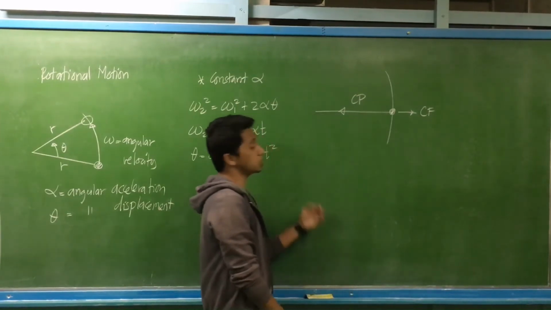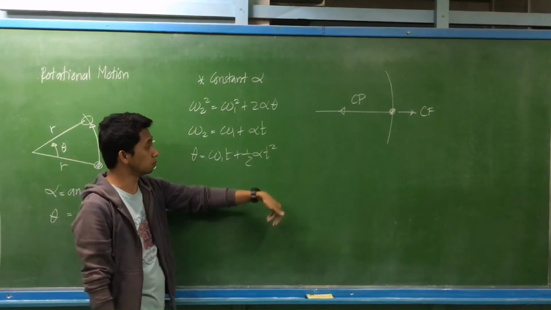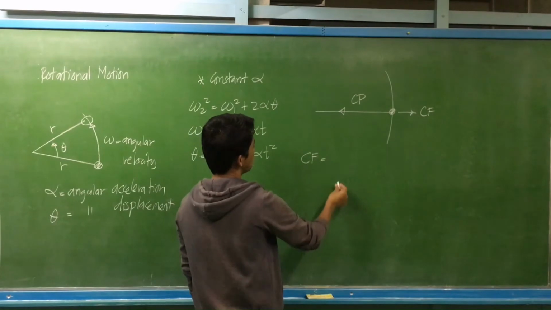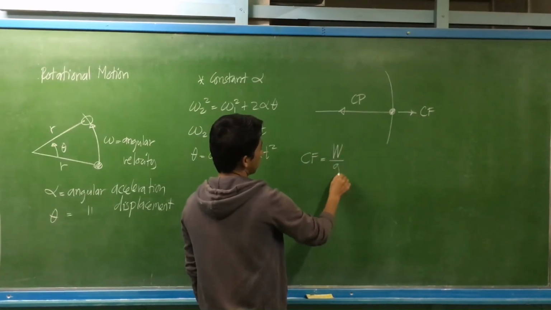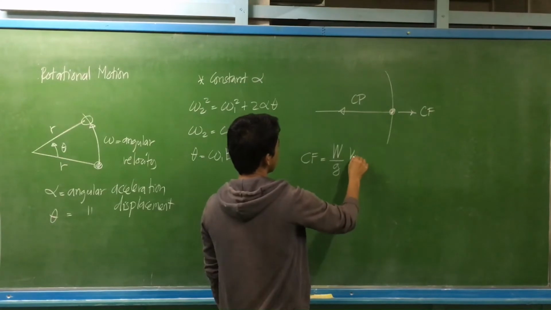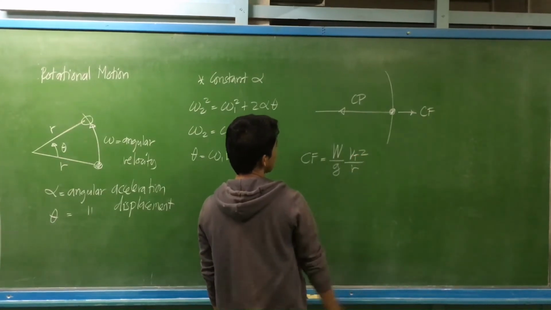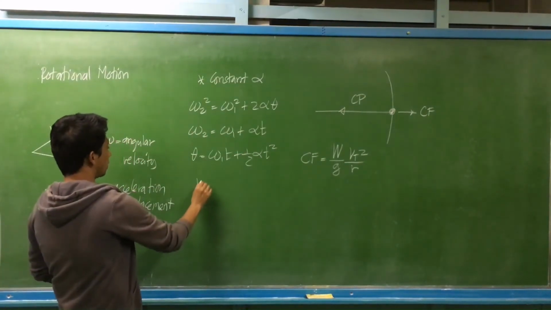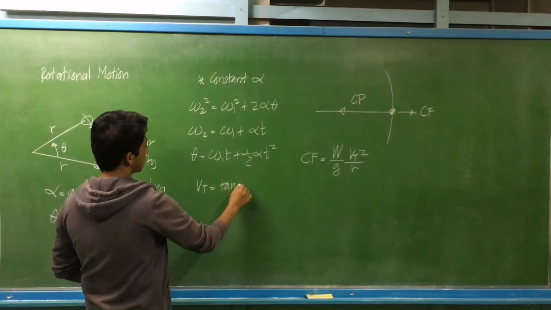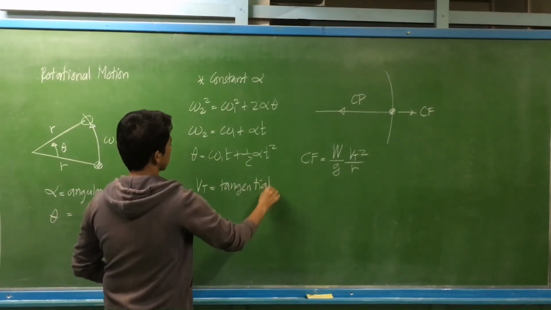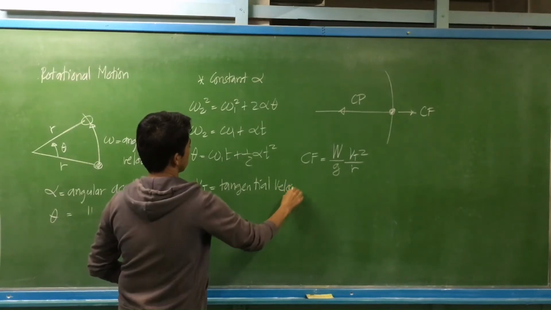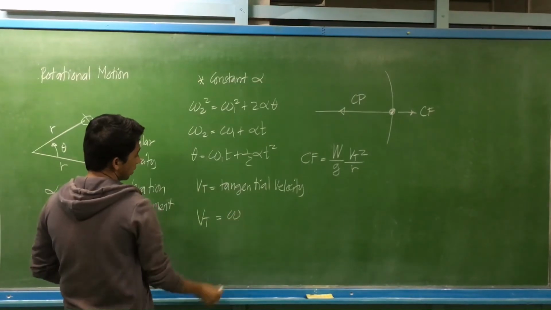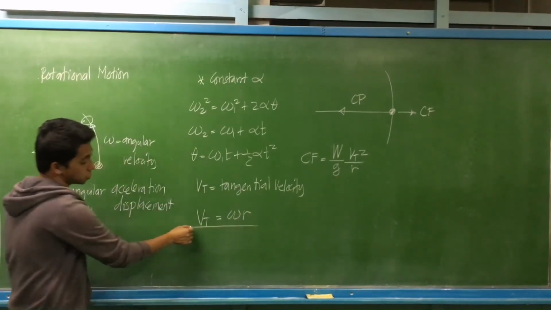Centrifugal force is the outward force acting on a body moving along a curved path. It is equal to the weight of the object divided by the acceleration due to gravity, times the tangential velocity squared divided by the radius of the circular curve. We have v sub t, the tangential velocity. What is the equivalent of the tangential velocity? This is equal to the angular velocity multiplied by the radius.